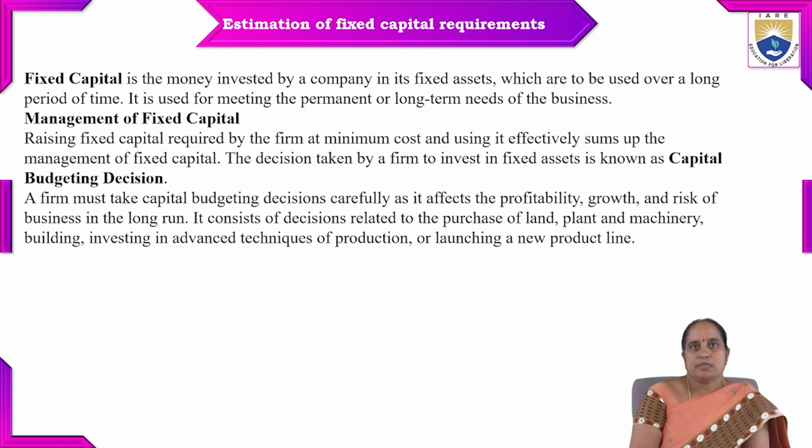A firm must take capital budgeting decisions carefully as it affects the profitability, growth, and risk of business in the long run. It consists of decisions related to the purchase of land, plant, machinery, building, investing in advanced techniques of production, or launching a new product line.